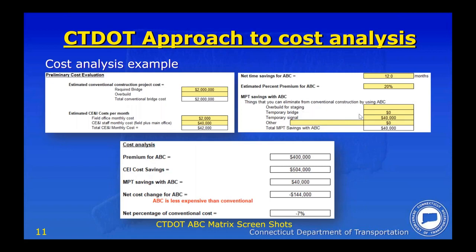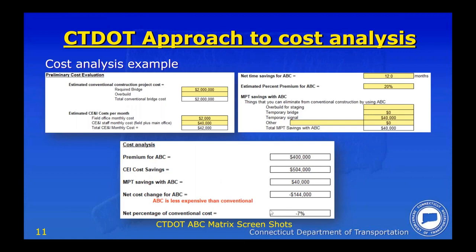These cells down here are MPT savings with ABC, things that we might not need to put in an ABC project here. So in this case, we could have had overbuild for staging. That was zero here, not included. This project did need a temporary bridge, but the conventional project would have had a $40,000 temporary signal that the ABC did not require. So these cells show us MPT savings of $40,000 from construction costs alone.